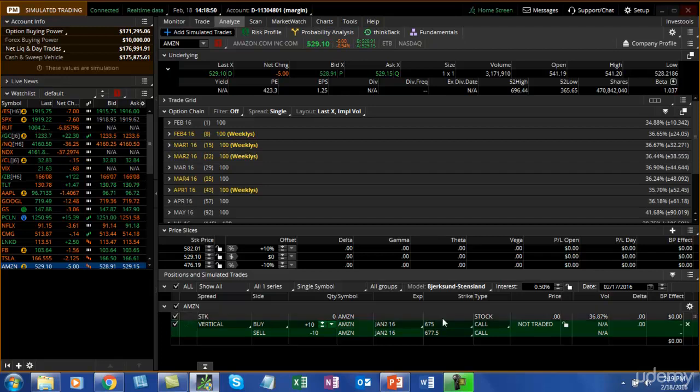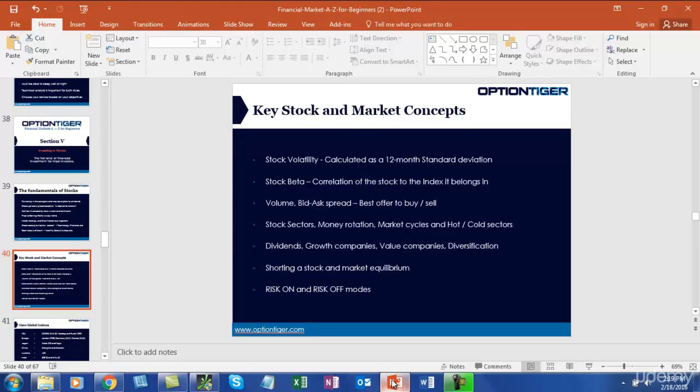Anyway, so that's as far as stock fundamentals. And as we go along, whenever we touch a concept, we are going to do a trade and we'll monitor that trade and see how it goes.